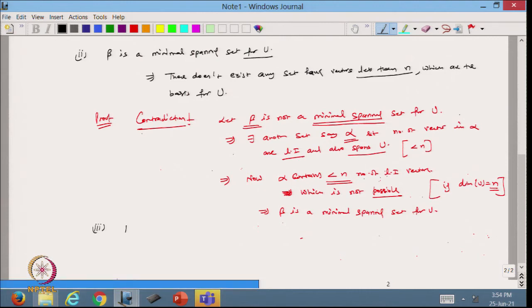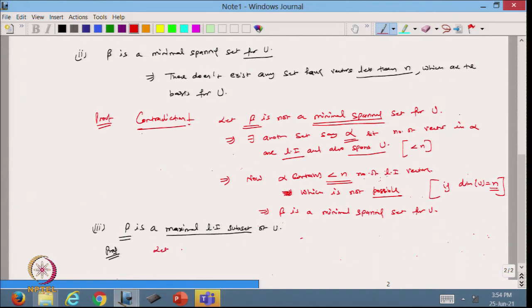So, the third one says that beta is a maximal linearly independent subset of U. So, it is the maximal linearly independent subset. We cannot have a subset of U which contains linearly independent vectors having more numbers than this set beta. So, let us prove this one. We go by contradiction.